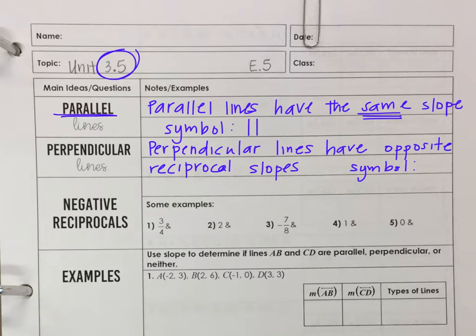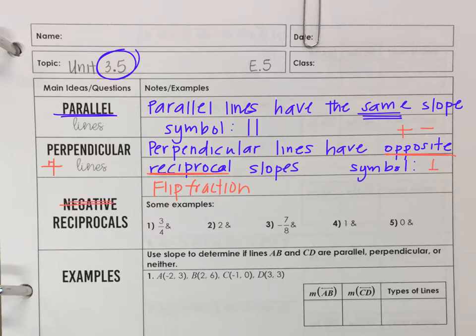Perpendicular lines, on the other hand, they have opposite reciprocal slopes. And remember, perpendicular lines are lines that cross and make that perfect 90-degree angle. When we say opposite reciprocal, we mean positive or negative. So if one is positive, one is negative. Reciprocal, we flip the fraction. And the symbol for perpendicular is an upside down T.